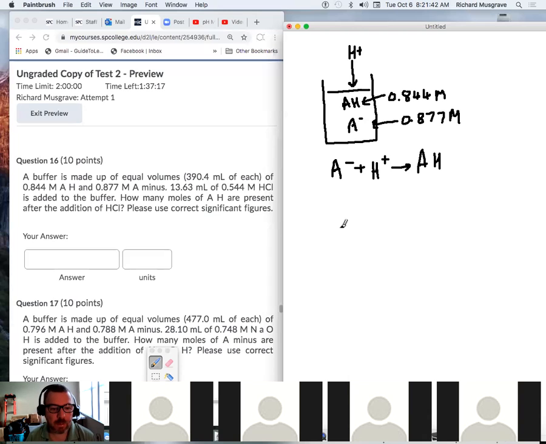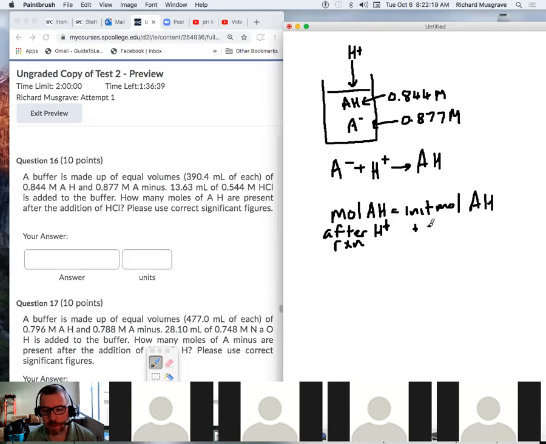So what are we looking for here? Well, we're looking for the moles of AH present. So the moles of AH present after the H plus reaction will be the initial moles of AH plus the moles of H plus added.